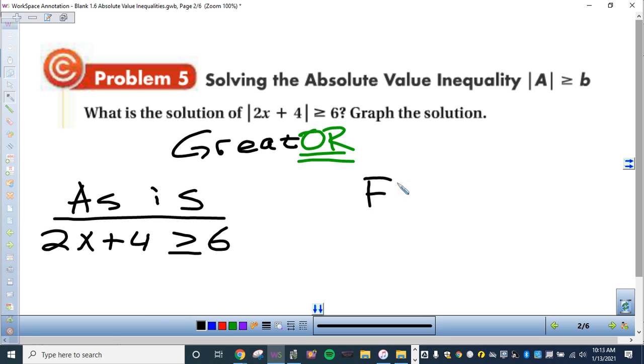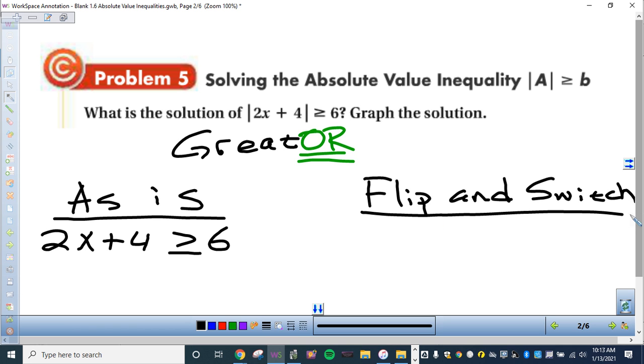Second equation, we flip and switch. So our flip equation, we get 2x plus 4. Flip the inequality from greater than or equal to less than or equal to. Switch the sign on the 6 from positive 6 to negative 6.